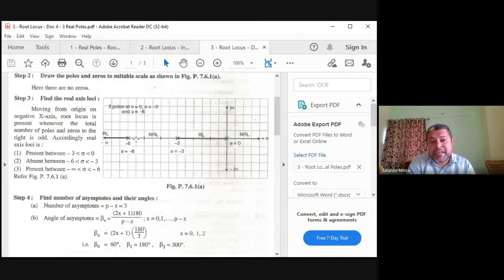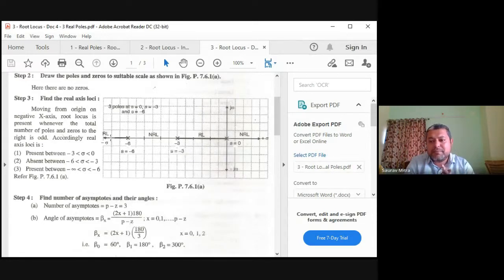Why not? Because right side of all these points are having total number of p plus z is equal to 2. 2 is an odd number. Again, you can check minus 6.1, minus 6.2, minus 6.3, minus 7, minus 10, minus 100, up to minus infinity. Is root locus existing there? Answer is yes. Why? Because this point has been made darker. Why? Because any point you take, -7, look at its right side, what is the total number of pole and 0. Total number of pole is equal to 1 plus 2 plus 1, that is 3. 3 is an odd number. That means starting from -6 up to -infinity real axis, it will be a part of root locus.